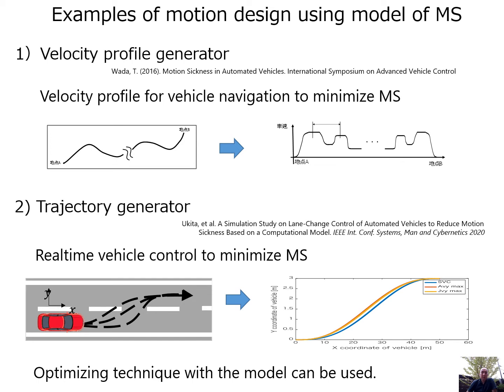Due to lack of time, I'm omitting the details, and I wanted to just raise two examples of motion design using the model of motion sickness. The first one is the velocity profile generator. The velocity profile for vehicle navigation to minimize motion sickness can be generated by using the model. And the second one is a trajectory generator. Real-time vehicle control to minimize motion sickness, such as lane changing, can also be performed by using the motion sickness model. Again, as I mentioned before, given the computational model, an optimization technique with the model can be used.